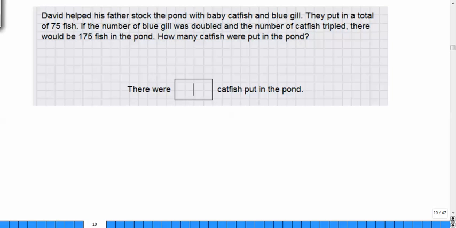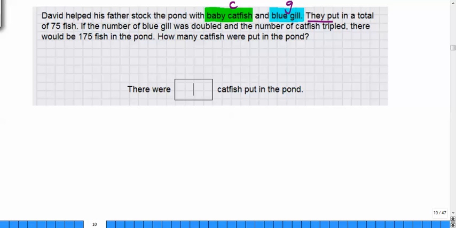Well, first of all, as usual, you should look for facts in here, right? What do we have? Well, we have baby catfish and bluegill type of fish. We need to find the number of catfish. Okay, so that's our variable, and I will name the baby catfish C and the bluegill G.